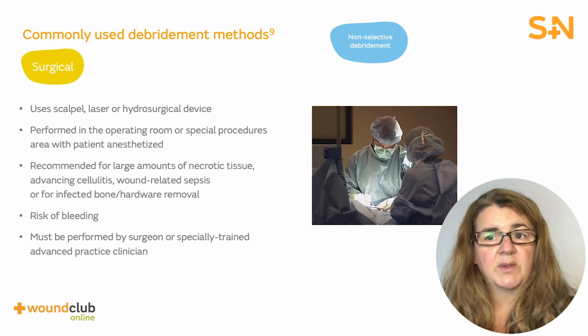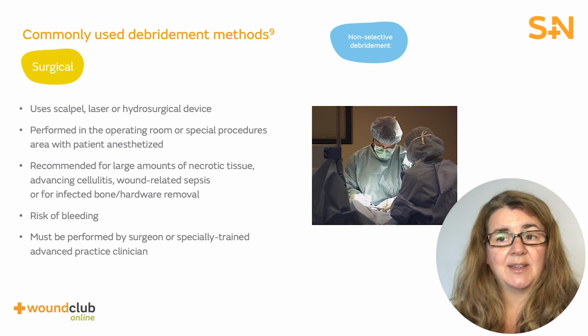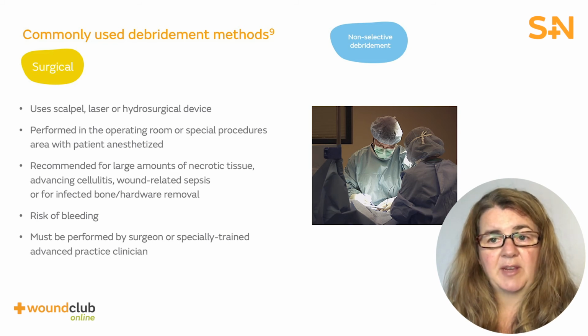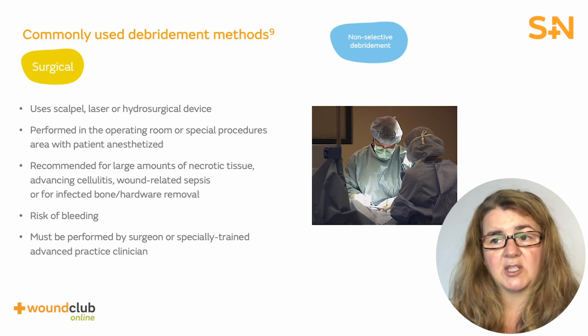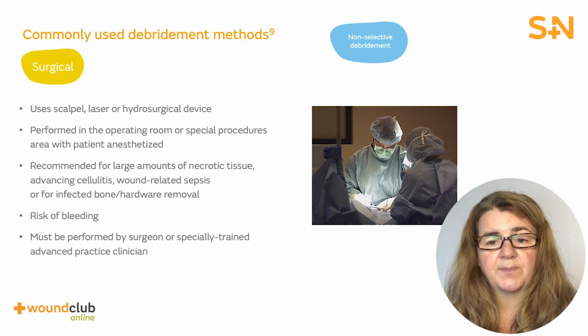Surgical debridement is almost always conducted in the operating room or special procedures area with the patient anaesthetised, and is performed with a scalpel, laser or hydrosurgical device. While surgical debridement is considered non-selective debridement, hydrosurgical debridement allows the surgeon to debride while sparing healthy tissue. Faster than other methods, surgical debridement is usually the method of choice to remove large areas of necrotic tissue or for wounds with progressing cellulitis, wound-related sepsis and/or infected bone or hardware that must be removed.